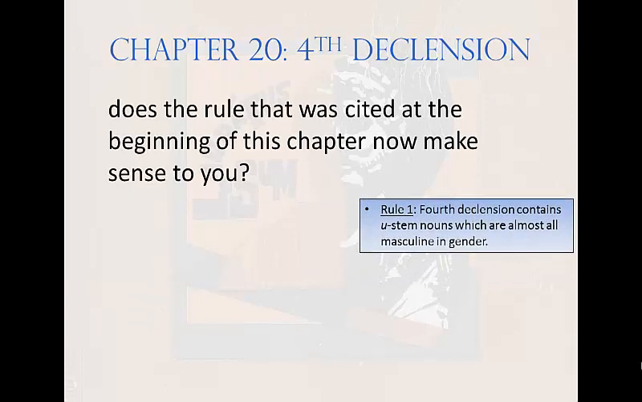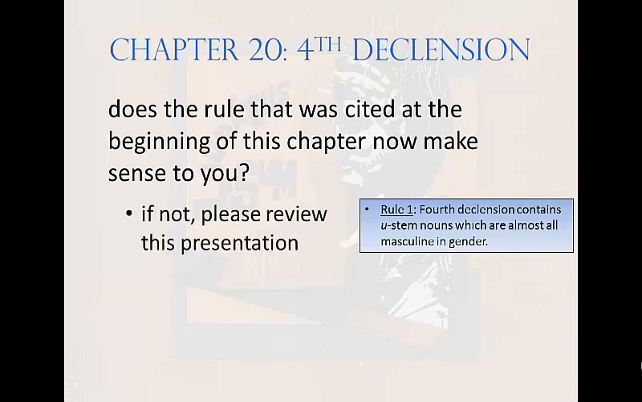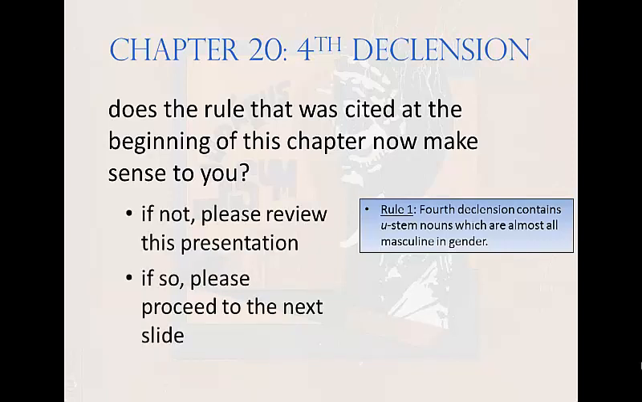Does the rule that was cited at the beginning of this chapter now make sense to you? If not, please review this presentation. If so, please proceed to the next slide.